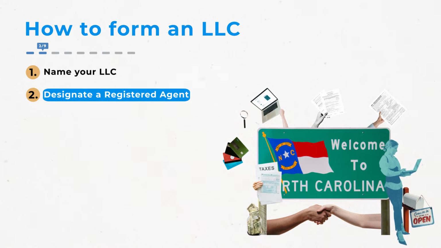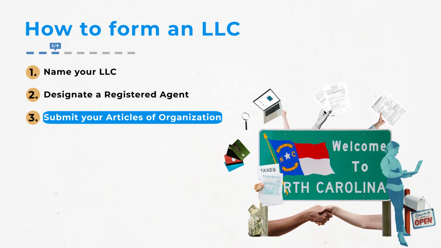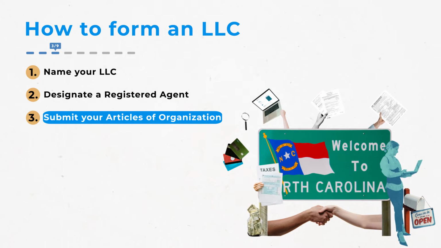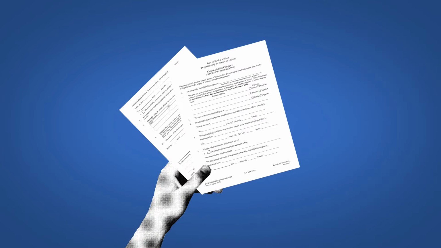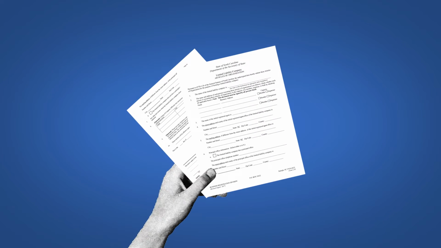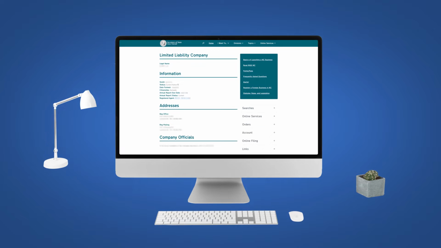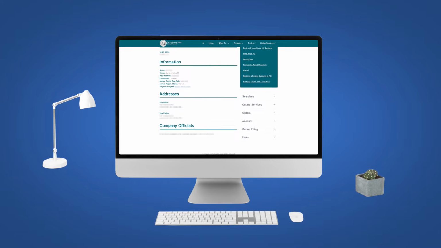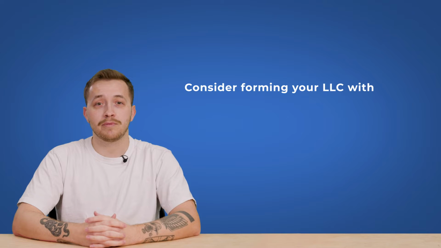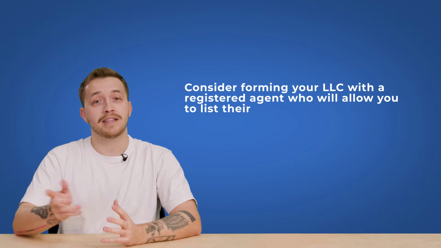Once you've found your registered agent, you can move on to step 3, submitting your articles of organization, which will officially form your LLC. You must submit your articles of organization to the North Carolina Secretary of State, either online, by mail, or in person. You can file this paperwork yourself or hire a third party to do it for you. Everything included on your articles of organization will be included on the public record. So if you'd like to keep your business address off the public record, where it can easily be added to junk mail lists, consider forming your LLC with a registered agent who will allow you to list their address in place of yours.